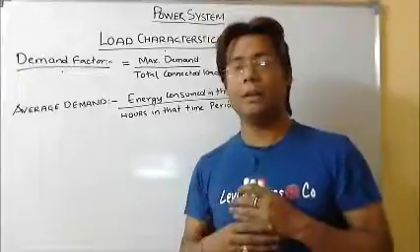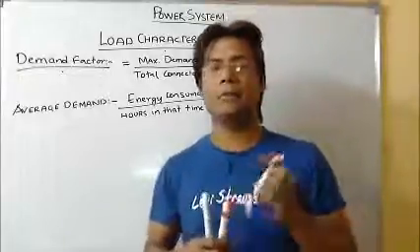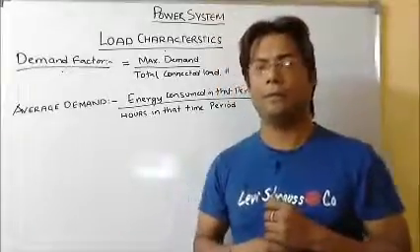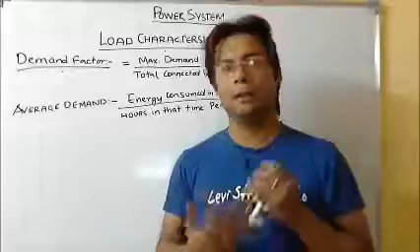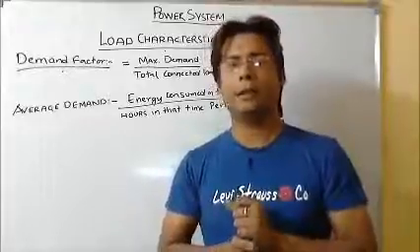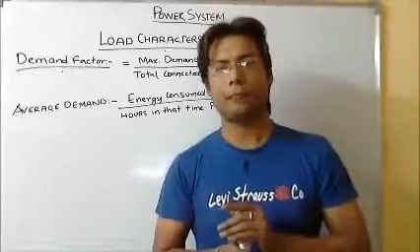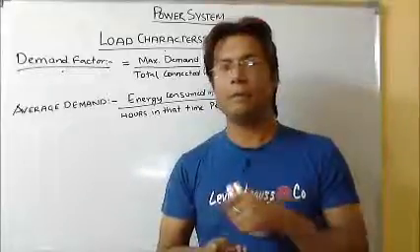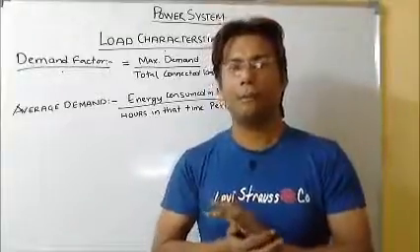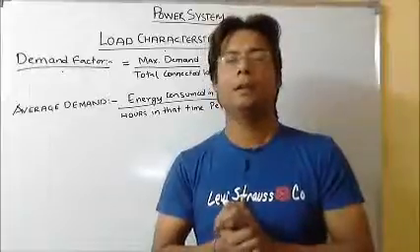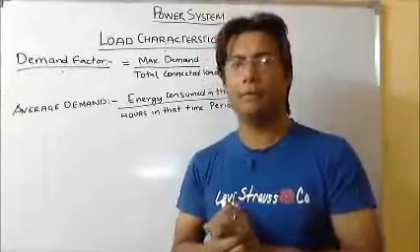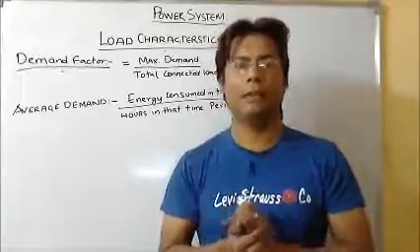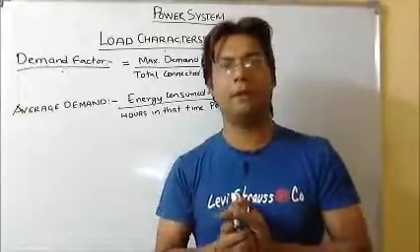So the average demand on a system is likely to change if we go towards a decade rather than a day. For a day, average demand will be very much fluctuating. For a month, it will be less fluctuating. For a year, it will be less fluctuating, and for a decade, it will be very much less fluctuating.